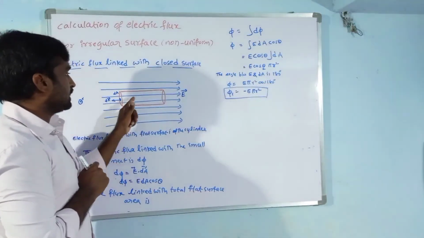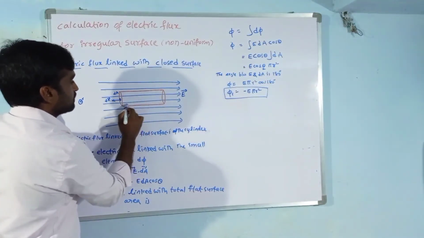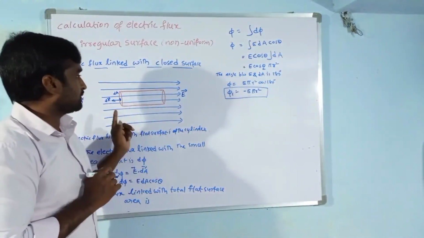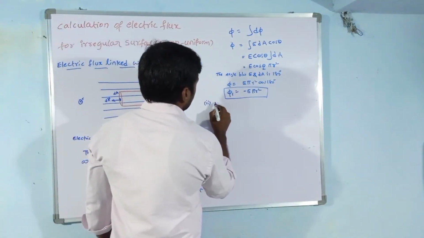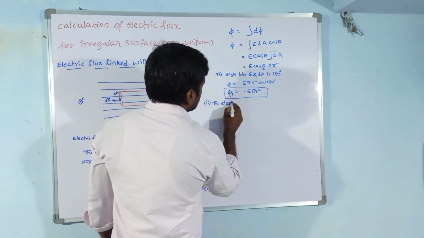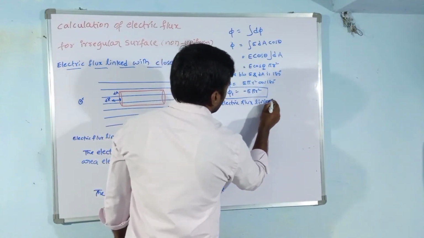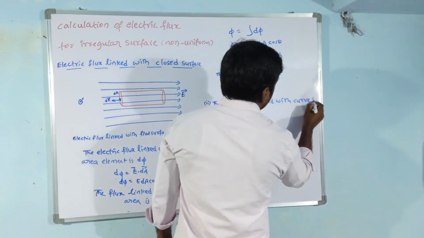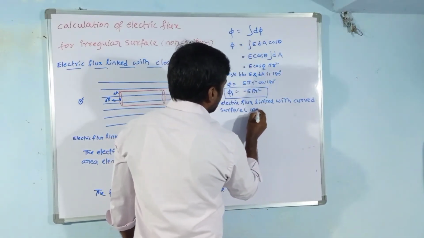Let us consider next what is the electric flux linked with this curved surface. This is a curved surface. What is the electric flux linked with that curved surface? Let us see that. The electric flux linked with the curved surface. Curved surface means the middle portion.